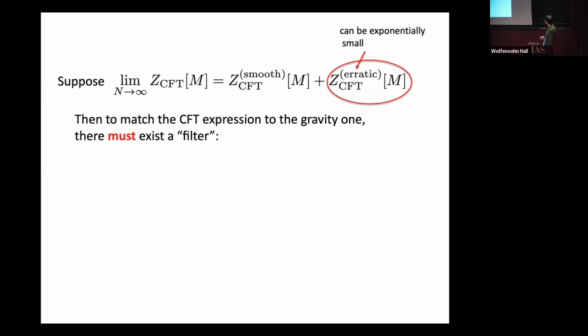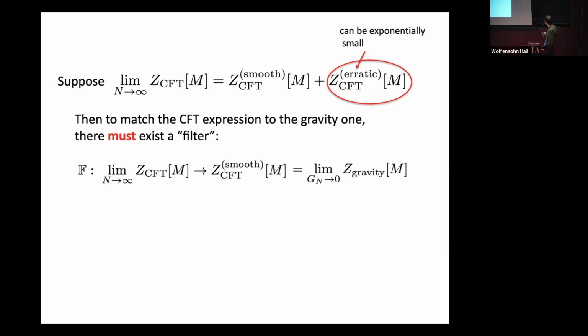So in such a case, to match the CFT expression to the gravity one, the gravity one in the semiclassical limit just does not have such a piece. Then there must exist some kind of filter in order to compare the CFT expression with the gravity expression. That means there must exist some filter which takes your Lorentzian CFT partition function into some smooth behavior, and then we can equate it to the gravity expression. Otherwise, the direct relation between the CFT and the gravity just does not make sense. The structures on the two sides don't match.